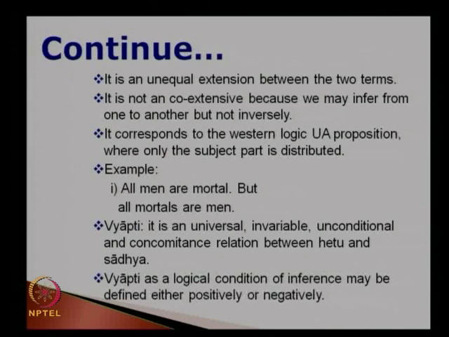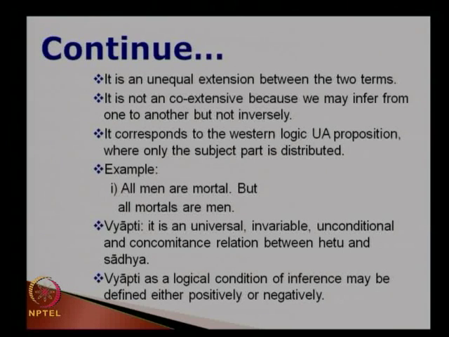Now continuing further, they said that it is an unequal extension between the two terms. Equal extension means by seeing one you can infer the other, and in the case of asamavyapti it is unequal extension. That means by seeing one you can infer the other, however by seeing the other you cannot infer that one. An example: by perceiving x you can infer y, however by perceiving y you cannot infer x. So this is the understanding of asamavyapti relation as a logical ground for having inferential knowledge. They said that it is not coextensive, because we may infer from one to another but not inversely.